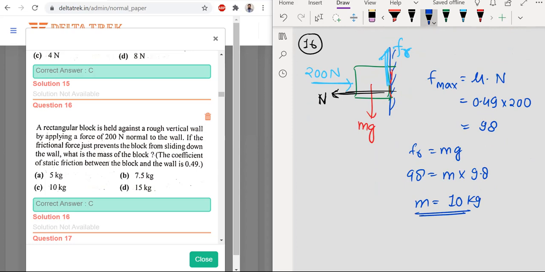So like that we can calculate, but we need to be careful that in this question N has nothing to do with mg. N has got nothing to do with mg. Both the things are totally different.